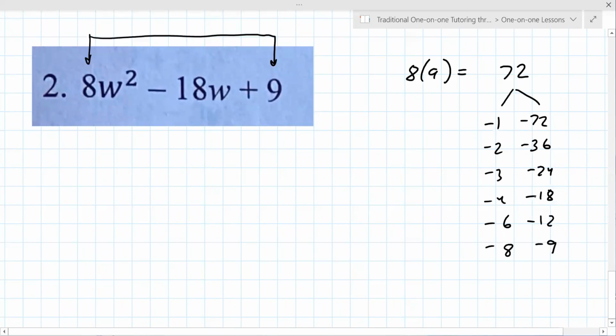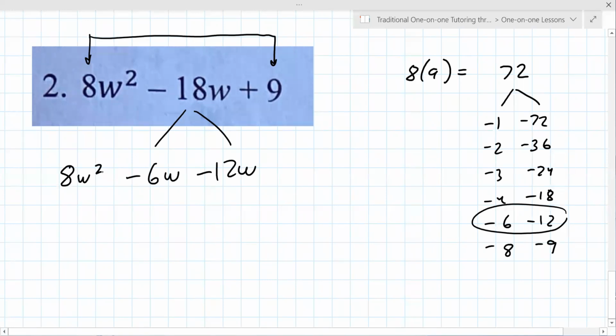Right. Now I did this for you. Do you feel like you could do this on your own? Yes. Okay. For most students, it's very slow and it's very time consuming. So just consider that as well. So yeah, these work. So this -18w is -6w minus 12w. I'm taking these two numbers and I'm appending the variable there. Then I'm bringing down the 8w squared and the +9.